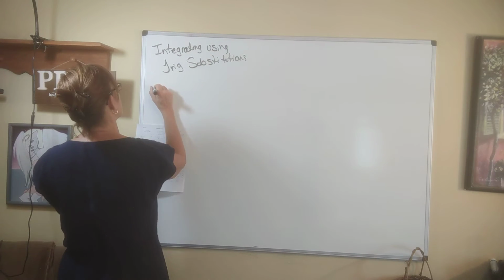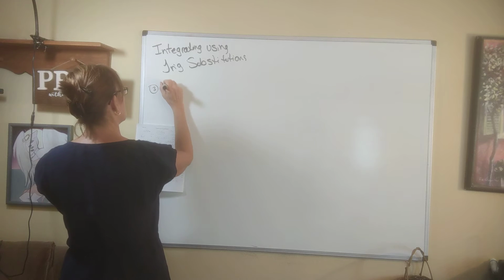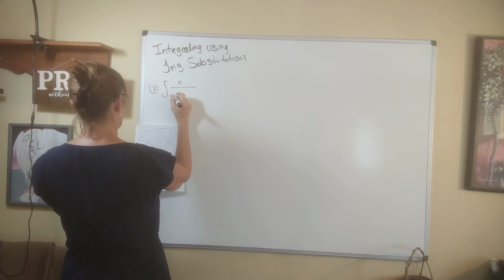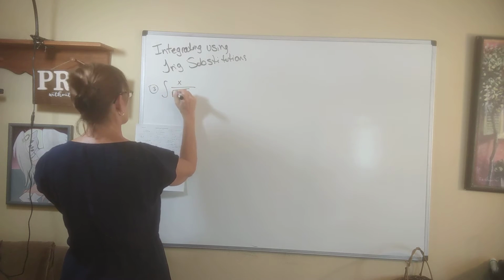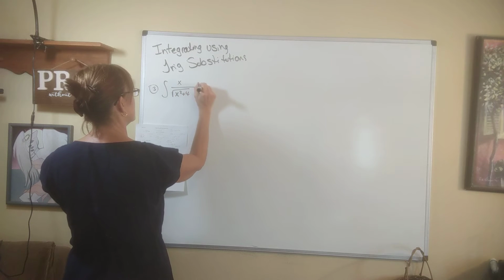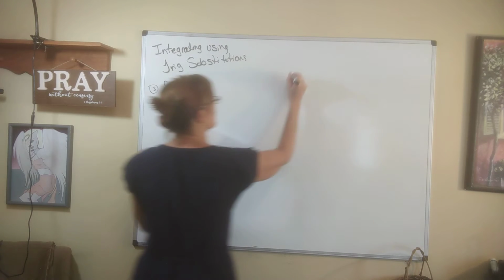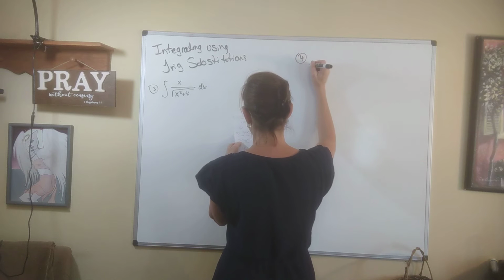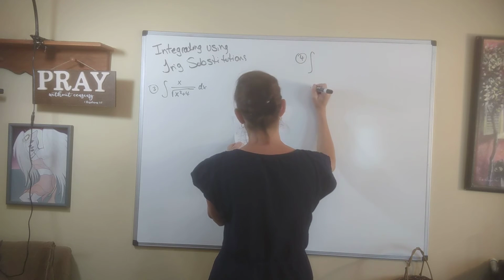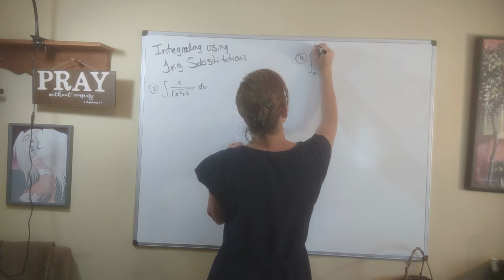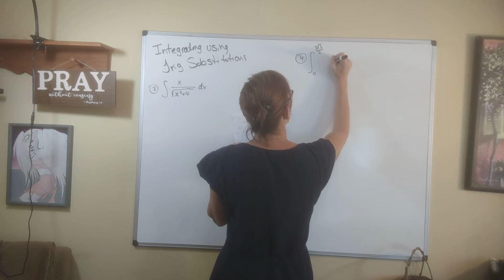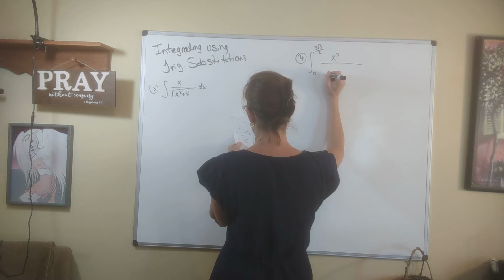So here's number 3. If we want to integrate x over the square root of x squared plus 4 dx. Okay. And then number 4, and then we're going to be done. Only this guy has limits on it. Okay. We can do it.